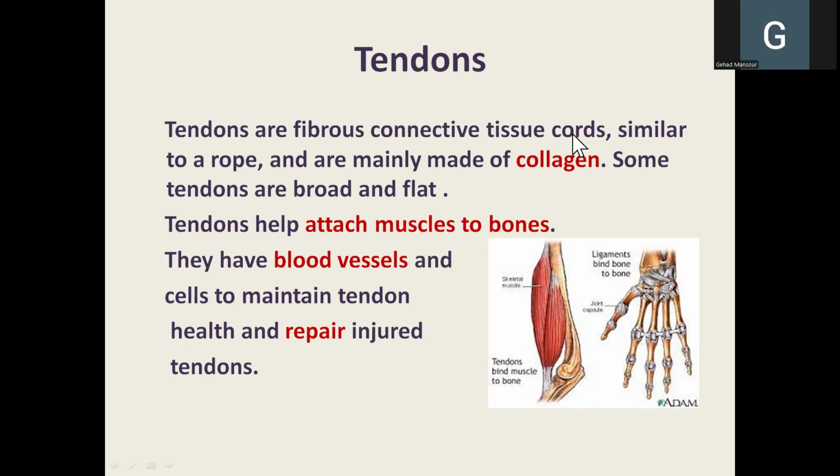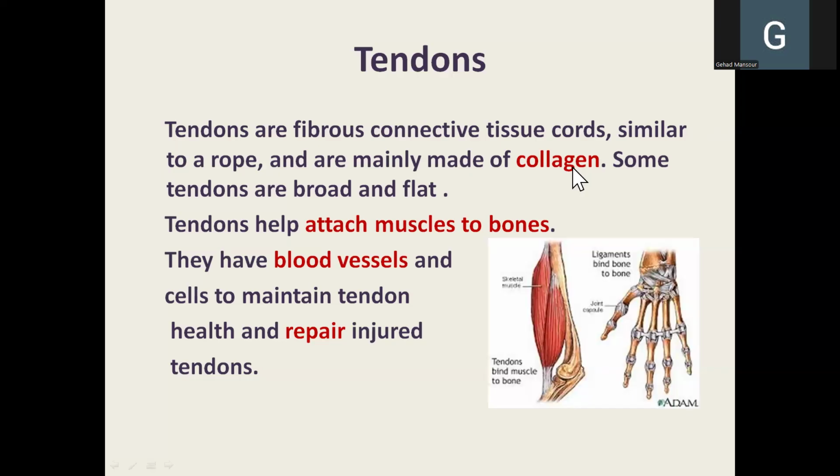The other key word is cord, because tendons are cylindrical in cross-section, most of them, in contradistinction with the ligaments that are more or less flattened. And that's why we say that the tendons look like ropes, because they have a cylindrical shape or circular cross-section.